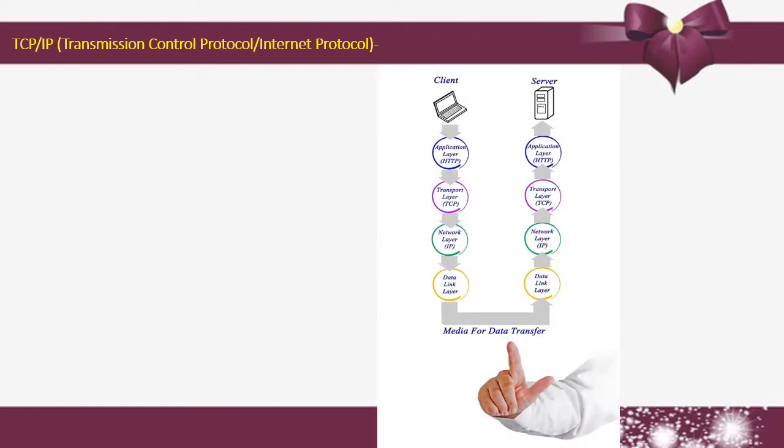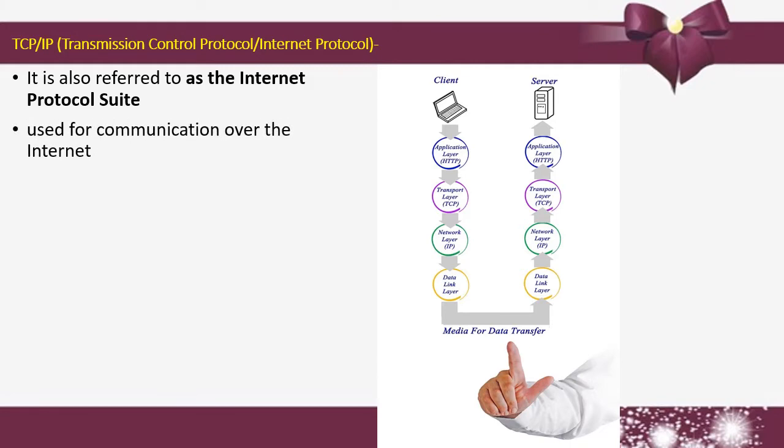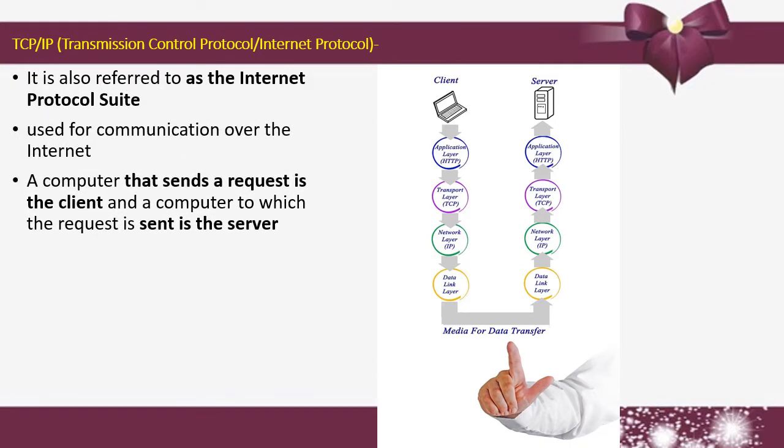Transmission Control Protocol and Internet Protocol. Also called the TCP/IP suite, it is used for communication over the network. The sender is the computer that sends the request, which is the client. The computer that receives the request and responds is called the server. So the request is sent by the client and the response comes from one system, called the server.